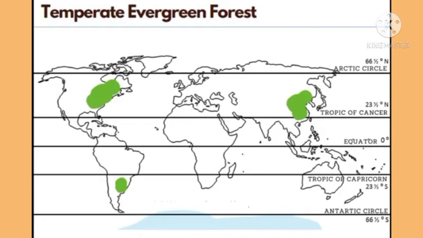Temperate evergreen forest. The temperate evergreen forests are located in the mid-latitudinal coastal region. They are commonly found along the eastern margin of the continents, for example, in the southeast USA, South China, and southeast Brazil. They comprise both hard and soft wood trees like oak, pine, eucalyptus, etc.